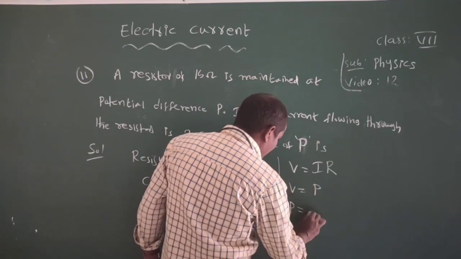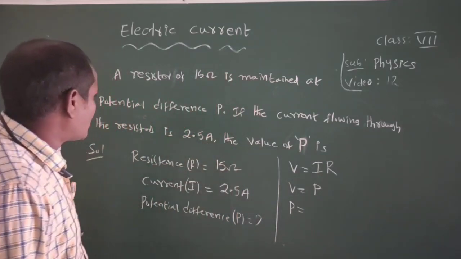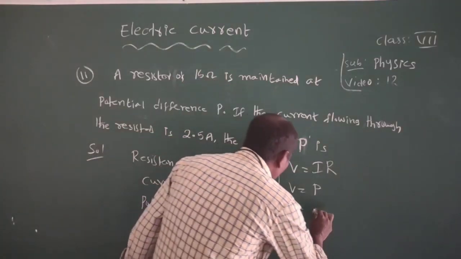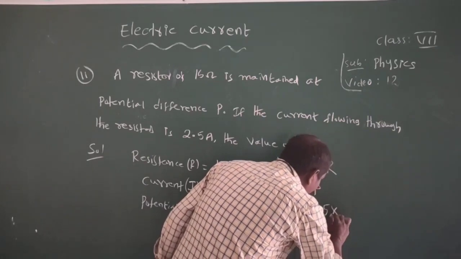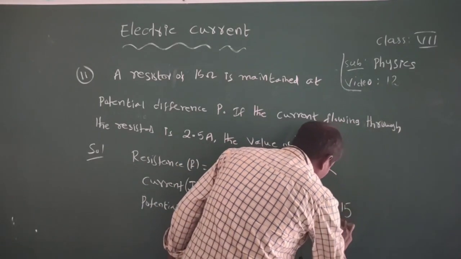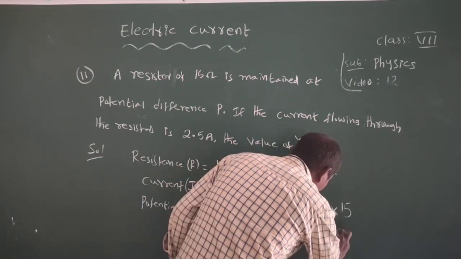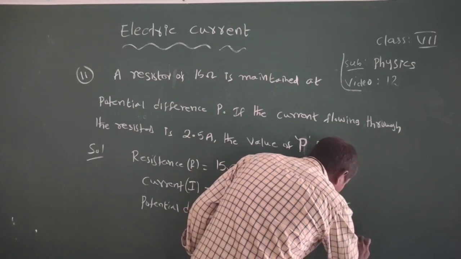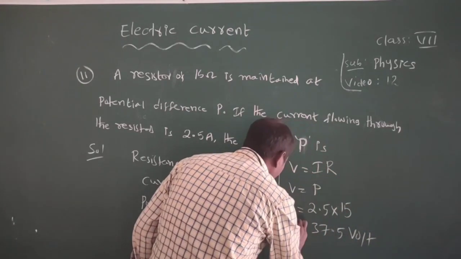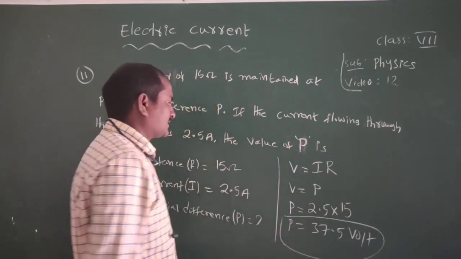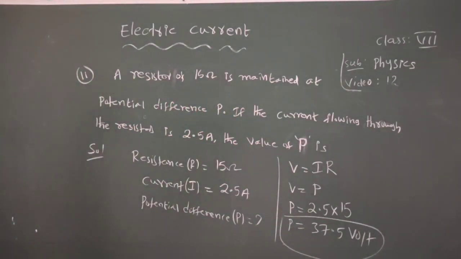So here P equal to 2.5 into 15, that equal to 37.5 volt. Here P equal to 37.5 volt. It is the potential difference P.